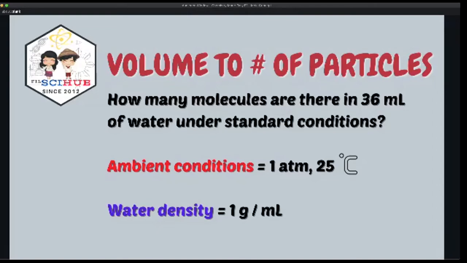So kapag na-specify nila yung temperature na outside of standard conditions, you have to check yung mga references, no, kasi minsan mas mababa yung density ng water. Pero for our intents and purposes, we're actually going to use 1 gram per ml.